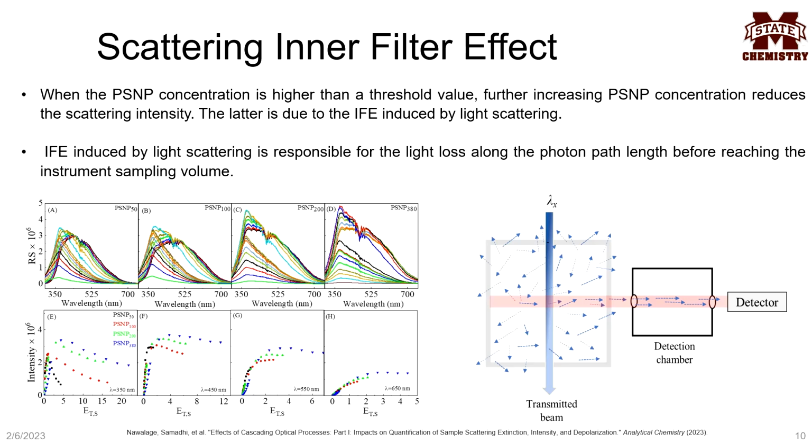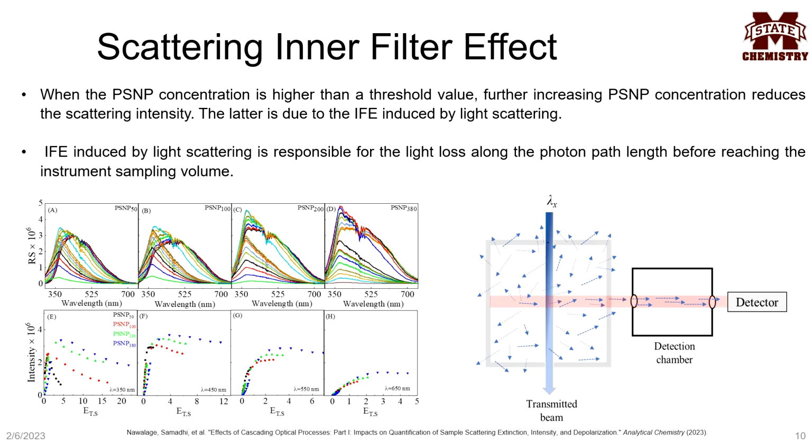In this work, we explore the concentration dependence of the PSNP scattering intensity detected with the resonance synchronous method, performed with spectrofluorometers. At low PSNP concentration, the scattering intensity increases with increasing PSNP concentration, and the shape of the RS spectra remains approximately constant. However, further increase in the PSNP concentration introduces spectral distortion. When the PSNP concentration is higher than a threshold value, further increasing PSNP concentration reduces the scattering intensity. The latter is due to the inner filter effect induced by light scattering.